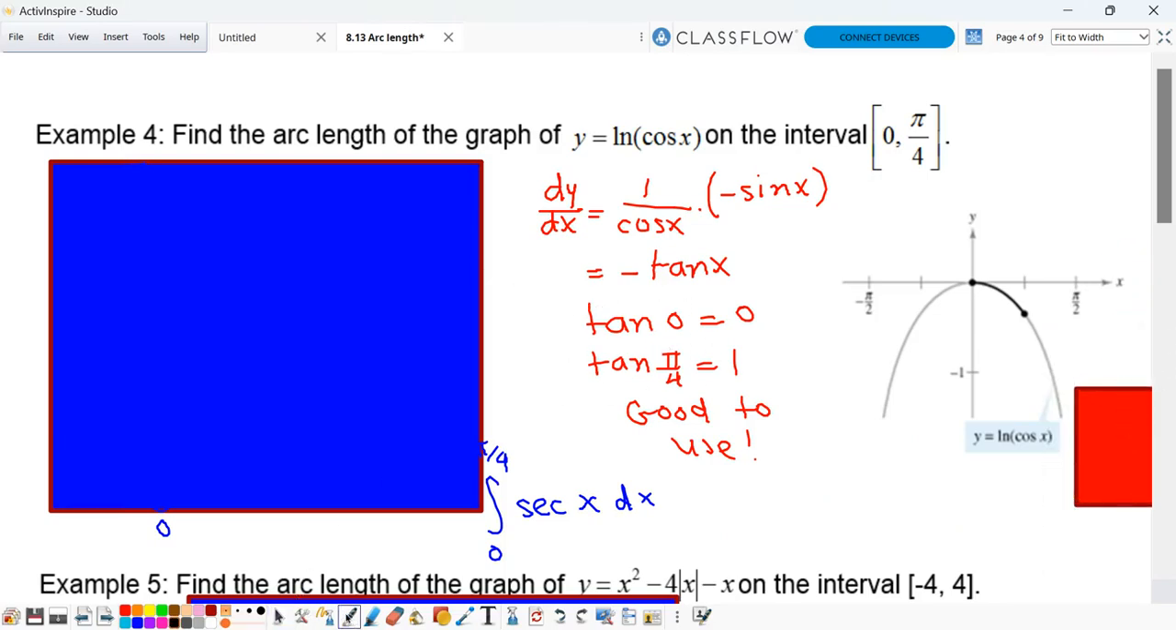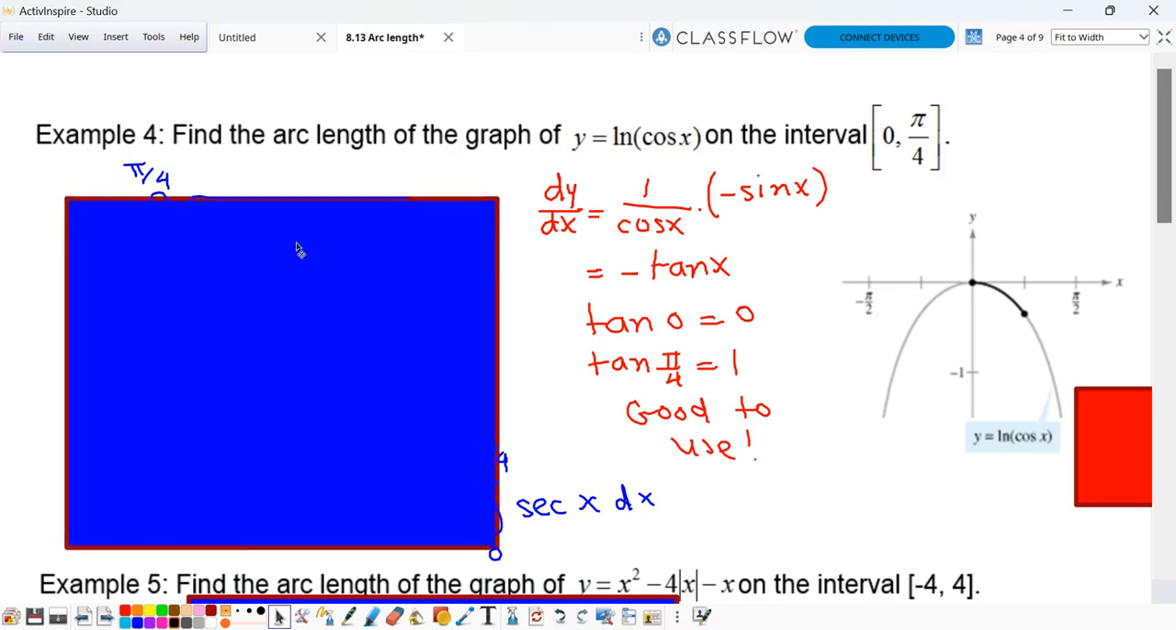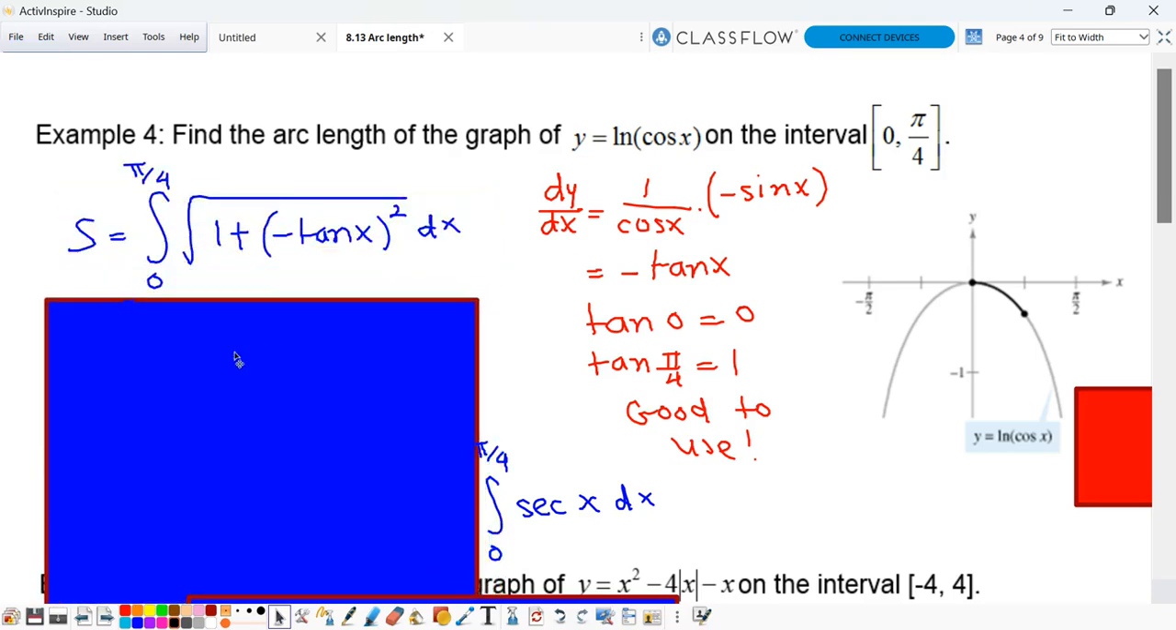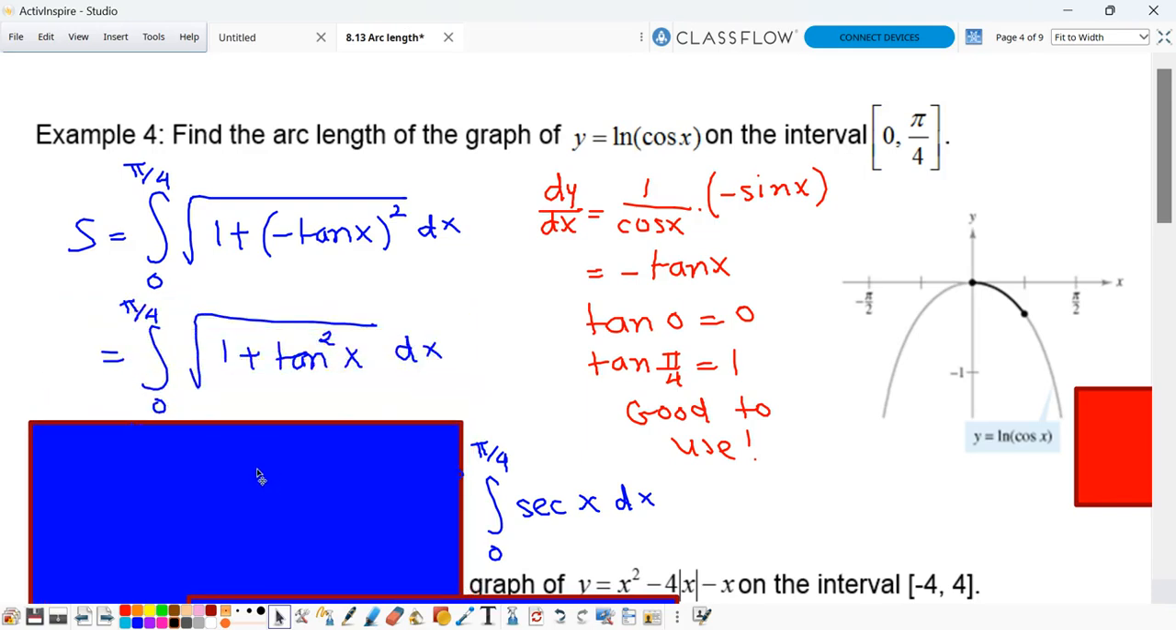Differentiable. And yes, you can use it. Okay, so let's talk about the setup. This is actually an AP question, which was a multiple choice question, but I have put it here as an open-ended one. So the setup is the integral from 0 to pi over 4 of the square root of 1 plus the derivative, which is negative tangent x, squared, dx. The negative squared becomes positive, and it becomes 1 plus tangent squared.